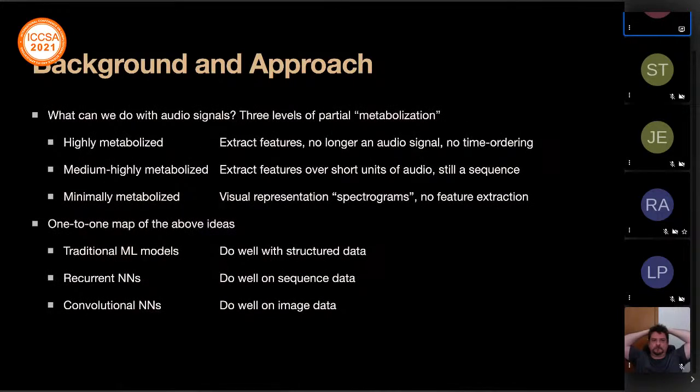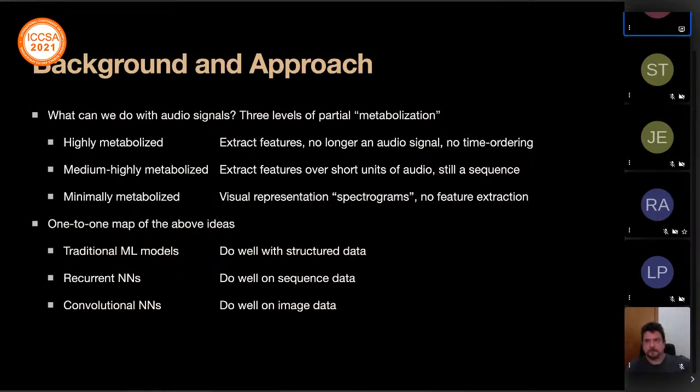When we thought of audio samples, we had three levels of processing that came to mind. First is highly processed or highly metabolized, where we extract a variety of features and pass them to a model, basically completely spoon feeding it. The second is medium to highly processed. Again, here we extract features from the audio sequence, but we do it over short units of the audio, so the input to the model still has some semblance of a sequence. And the last is minimally processed or minimally metabolized, which passes a visual representation of the sound as a spectrogram, and we do not perform any feature extraction.